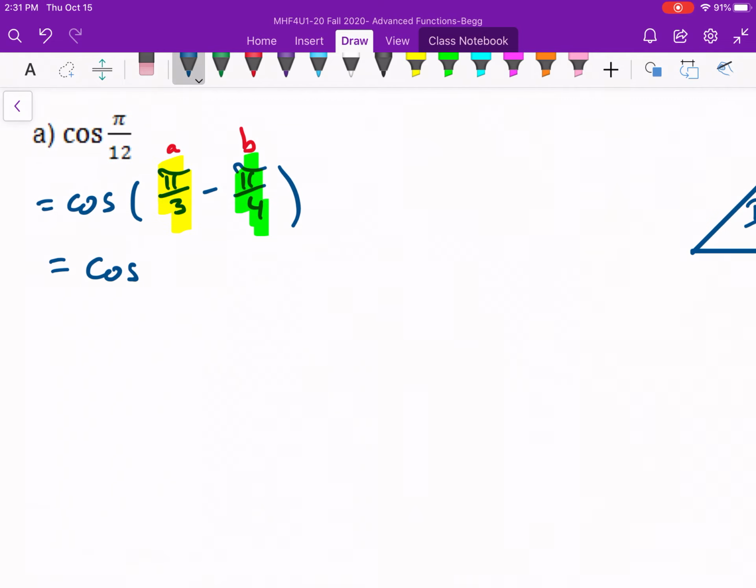Cos A, but A is pi over 3, times cos B, but B is pi over 4, plus sine A, pi over 3 again, not cos, sine B, which is pi over 4.